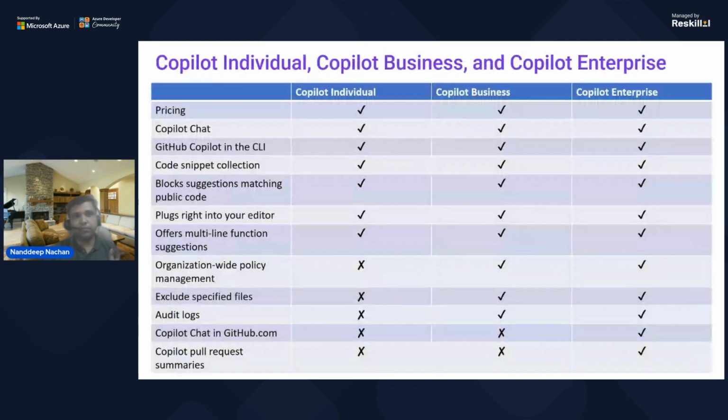And now if you are interested in Copilot Individual, Business, or Copilot Enterprise, these are the options that it provides. There is a pricing associated with Copilot Individual, Business, and Enterprise level. GitHub Copilot Chat is available with all of the flavors. The things which are not available with Copilot Individual are the organization-wide policy management, exclusion of specific files, audit logs, GitHub Copilot Chat on github.com as well, and Copilot pull request summaries. But those features are available as you go to Copilot Business and Copilot Enterprise.